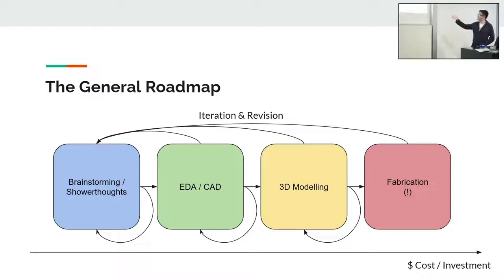And then finally, fabrication. As you can tell by all these back arrows and loop arrows, it's a constant and iterative process. But once you get to fabrication, it's sort of too late. You already have one version of your prototype. If you screw up that, then you have to restart the entire process again.